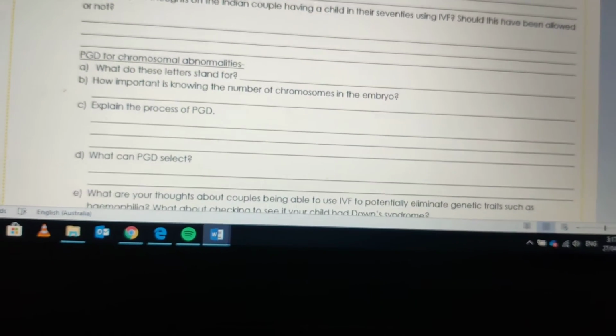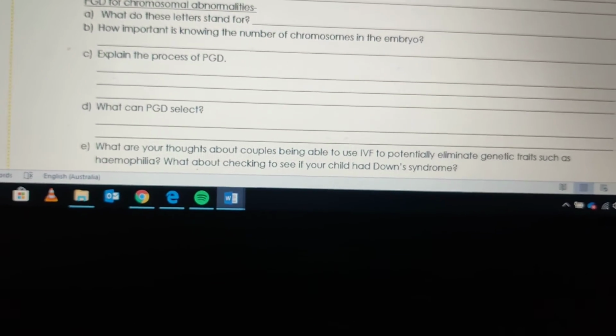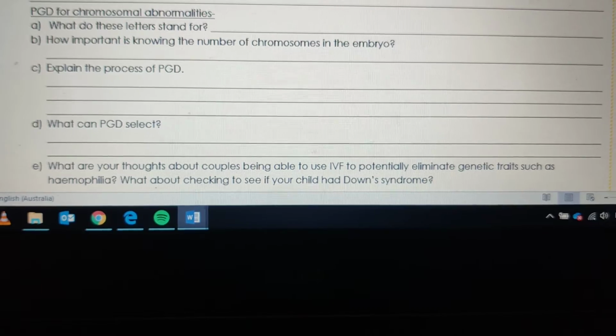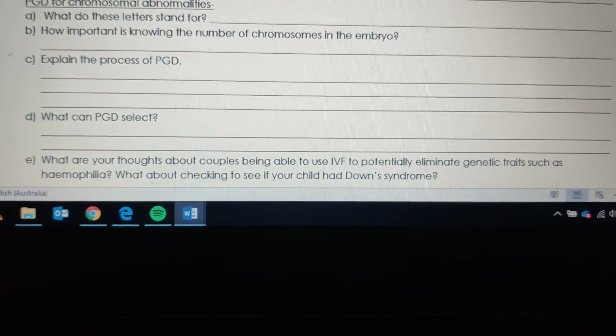Then we have another ethical dilemma. This clip is about something called PGD for chromosomal abnormalities. So what does it stand for? How important is knowing the number of chromosomes in the embryo? Explain the process. What does it select?